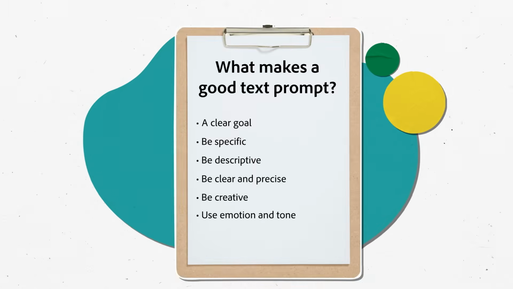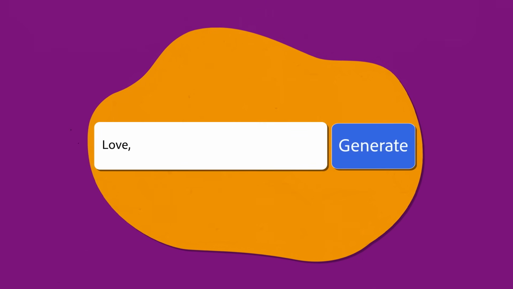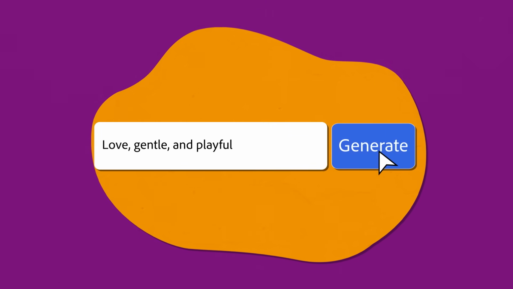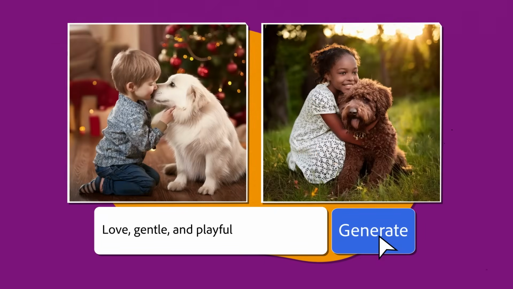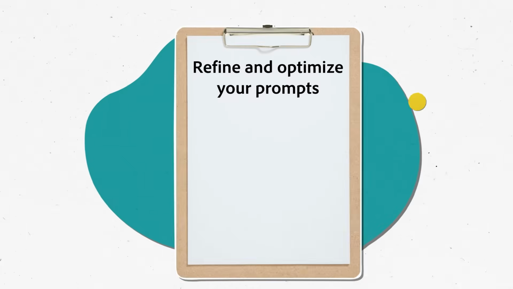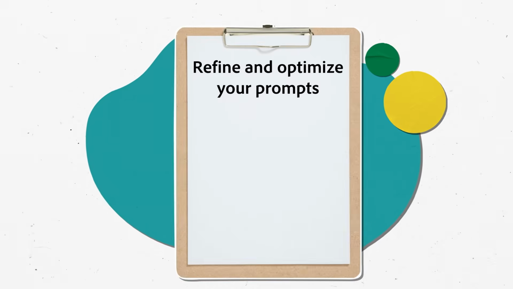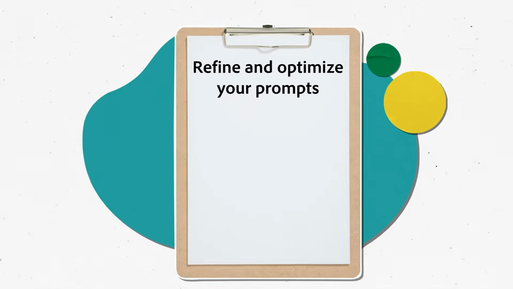Use emotion and tone. Tailoring your images to your audience and what they care about helps you to create images that are more engaging, memorable, and relevant. Tying emotion into your prompt helps communicate ideas more clearly and makes for more compelling content. Writing good prompts will take some time and practice, and we encourage you to experiment to see what works well and what doesn't. Here are a few tips to help you learn how to refine and optimize your prompts.